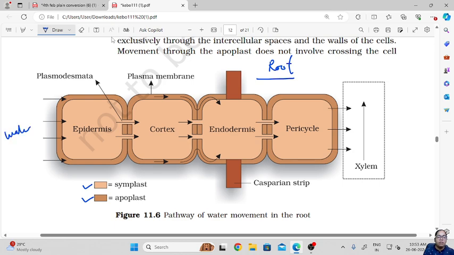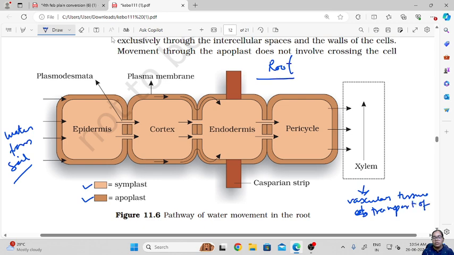Okay, water from the soil has to be absorbed and then it has to pass through these different layers and reach what? Reach the xylem. That is what? Your vascular tissue, which helps in transport of water.